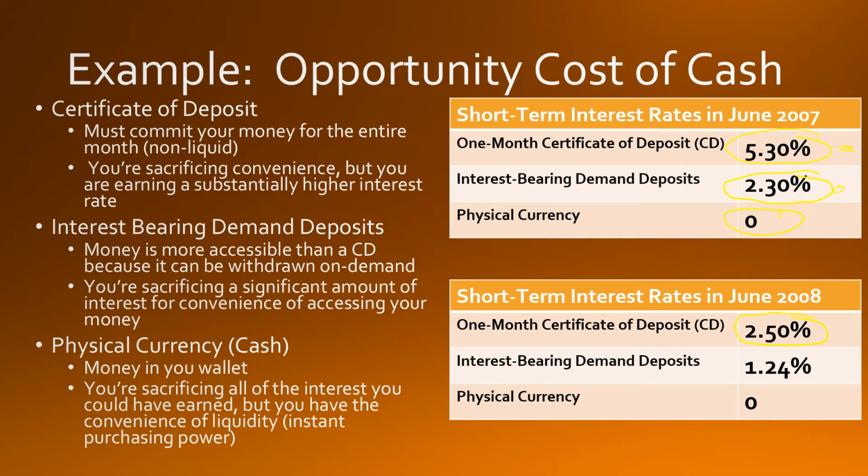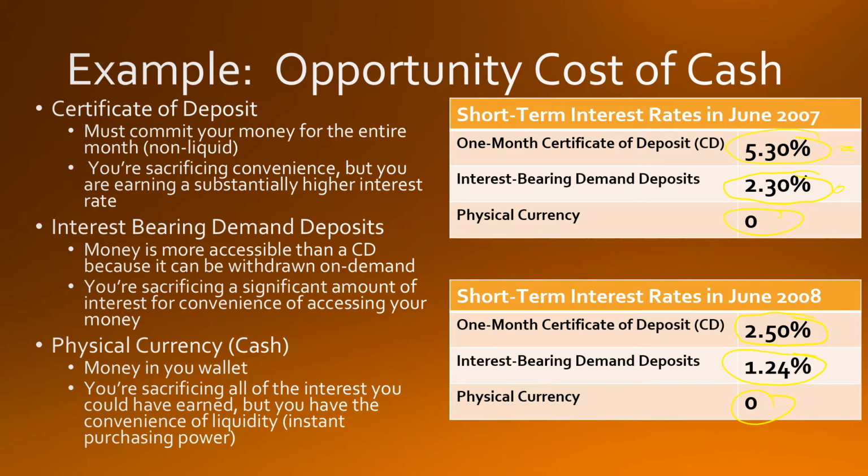The interest-bearing demand deposit at the same time fell almost in half to 1.24%. What that means is that now if you put your $100 in that special checking account, instead of having $2.30 at the end of the year, now you only have $1.24 at the end of the year. That's pretty lame.